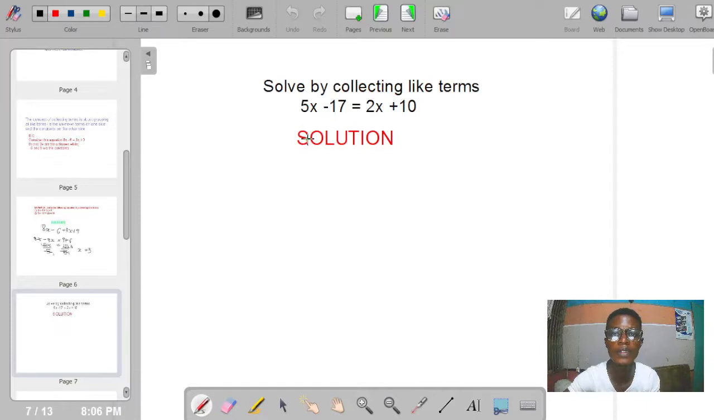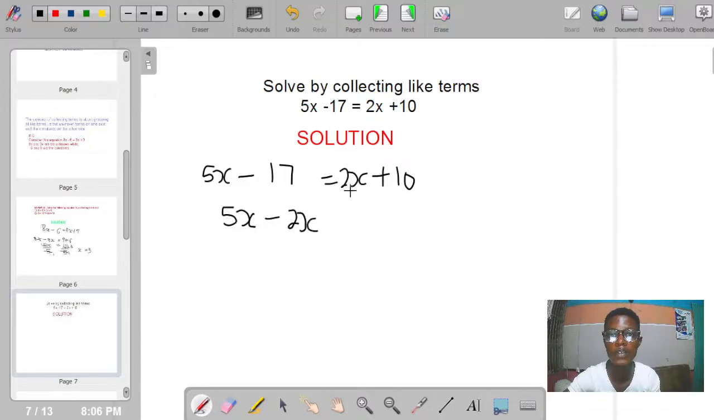Now this is 5x minus 17 equals 2x plus 10. The same way I did, let me bring my unknown to the left hand side and take my constant to the right hand side. So I have here 5x minus 17 equals 2x plus 10. Bringing my unknown to the left hand side, I have 5x minus 2x. You can see it's a positive 2x, it becomes negative. Then I have 10. This is a negative 17. When it crosses, it becomes a positive 17. This is plus 17.